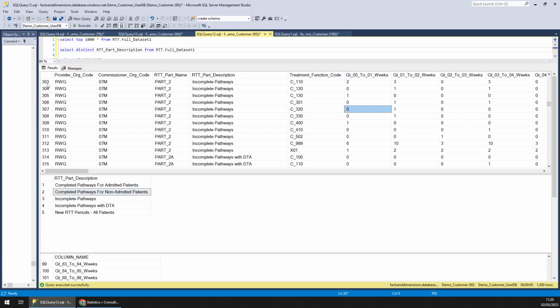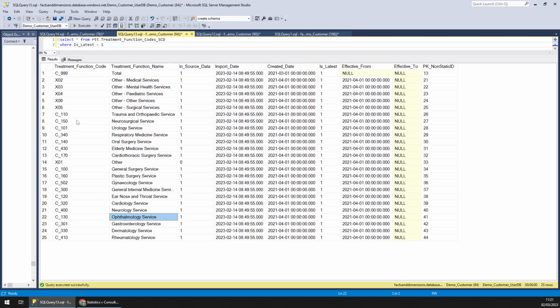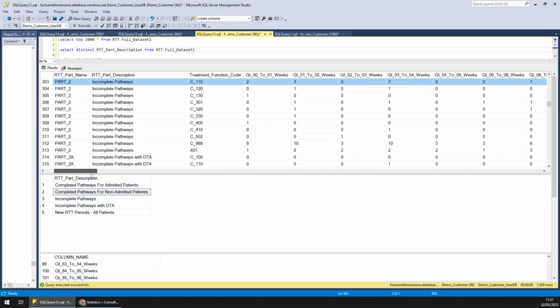So, for example, this one here, patients that are registered at a GP practice that is in the Commissioner 07M. You'd use the ODS tables to find out what these codes are, and there's a tutorial video for that in the other tutorial playlist, by the way. So patients at that Commissioner who are going to this hospital, incomplete pathways, treatment function 110, that is trauma and orthopedic. Should have used to know these off by heart.